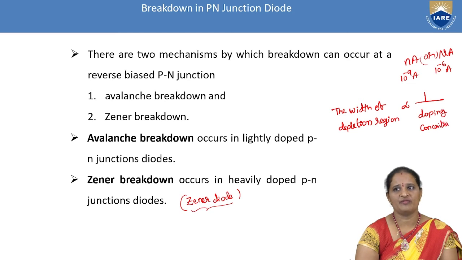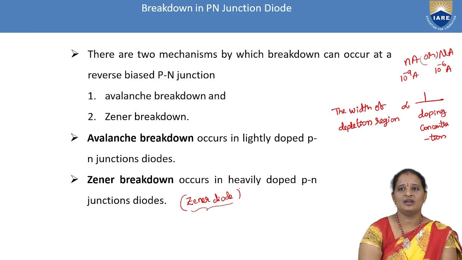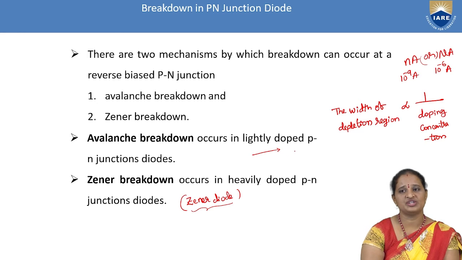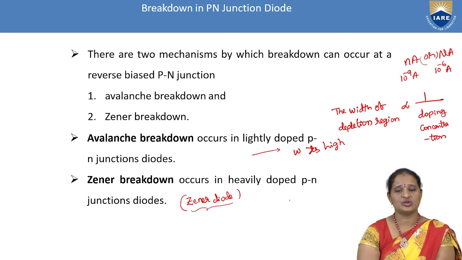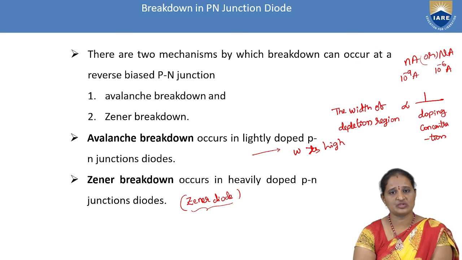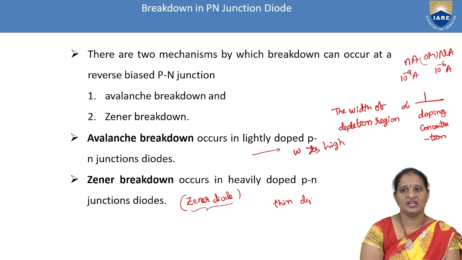Lightly doped means the number of impurity atoms added is less, whereas heavily doped means the number of impurity atoms added is more. That means in lightly doped diodes, the width of the depletion region will be high, or wider. Whereas in heavily doped diodes, as the width of the depletion region is inversely proportional to the doping concentration, these Zener diodes will have a very thin depletion region. This point you have to remember.